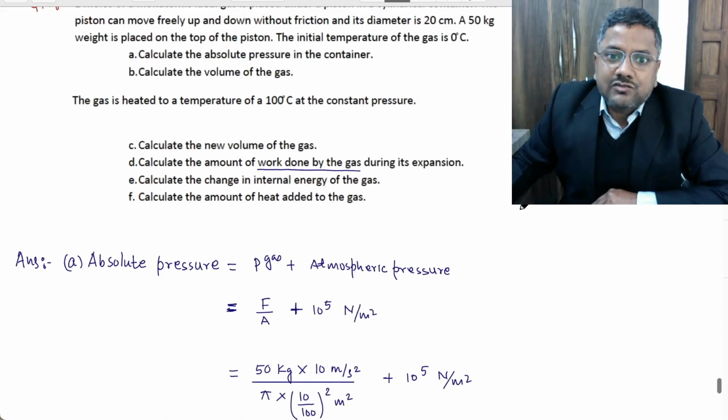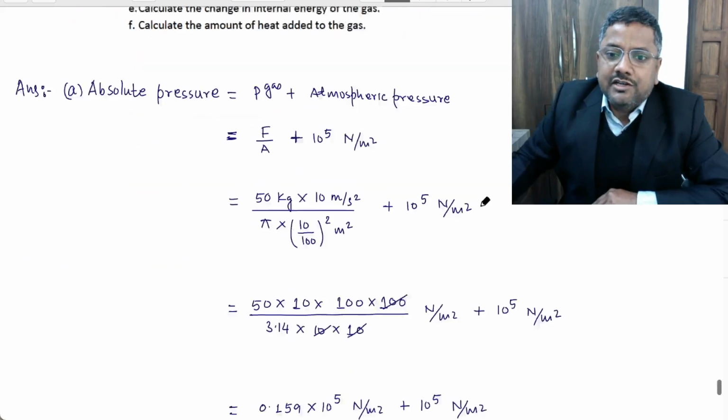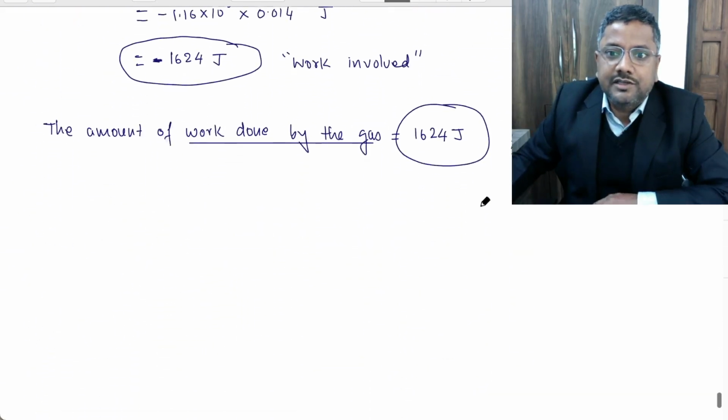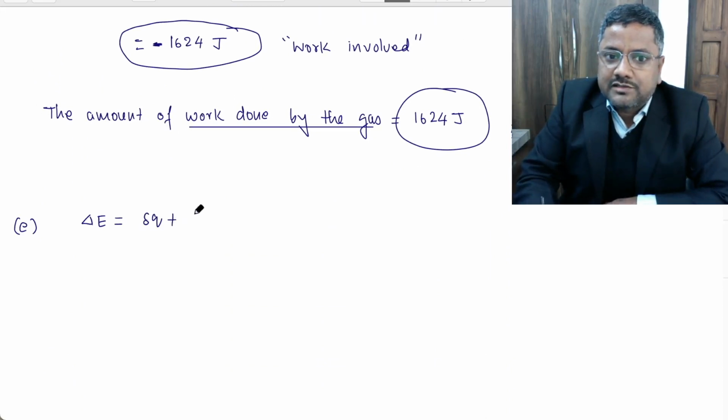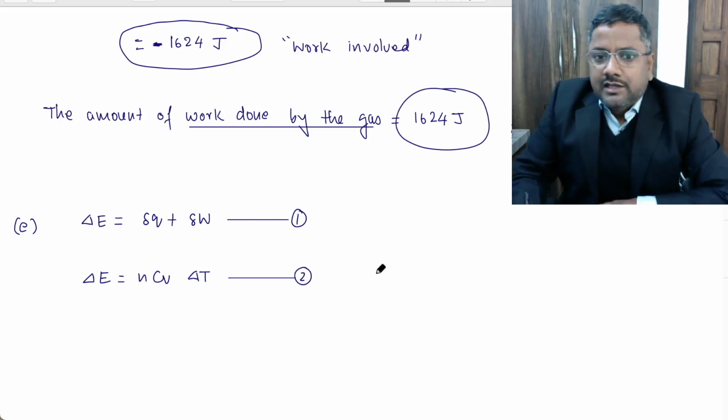Now see the next question. Calculate the change in internal energy. Now see, you have two formulas to calculate the change in internal energy. That is delta Q plus delta W. This is one formula, and one master formula I have given you, that delta E is equal to n C_V delta T. If you have the value of delta T in any question, then don't use the first equation to find the change in internal energy.